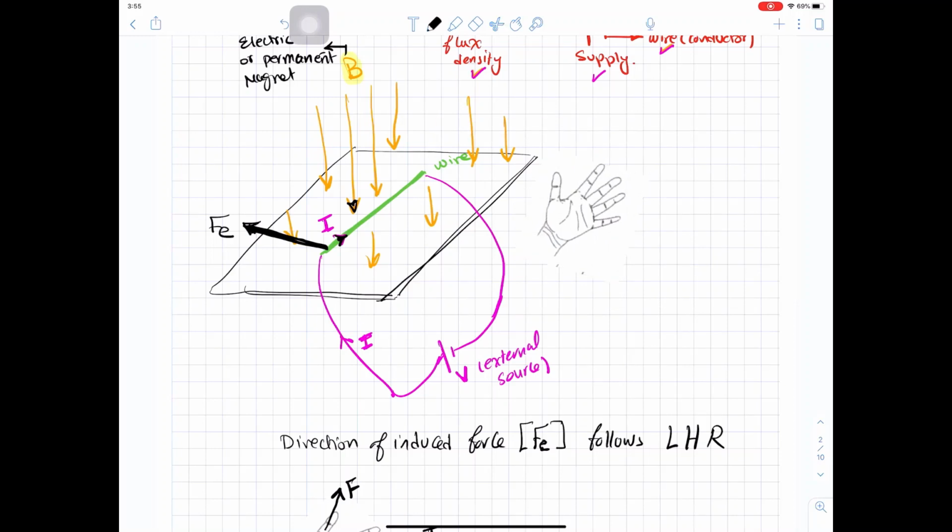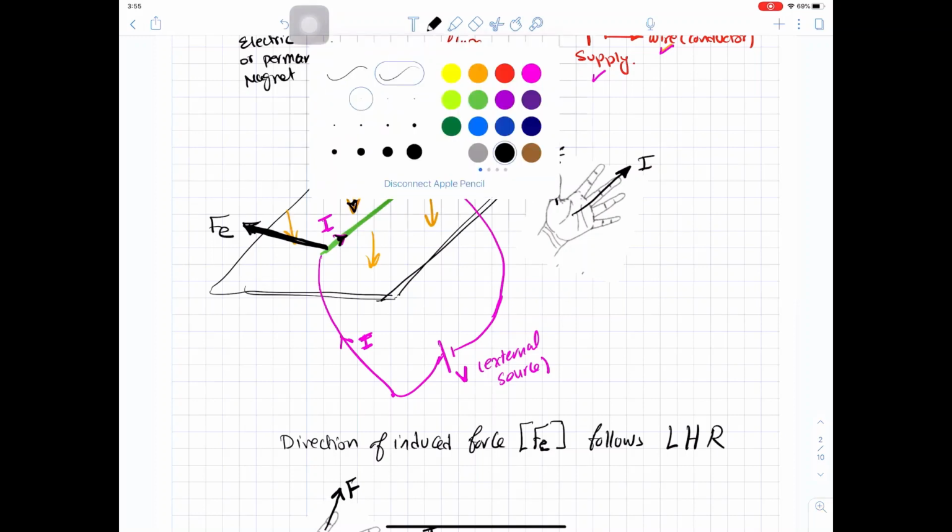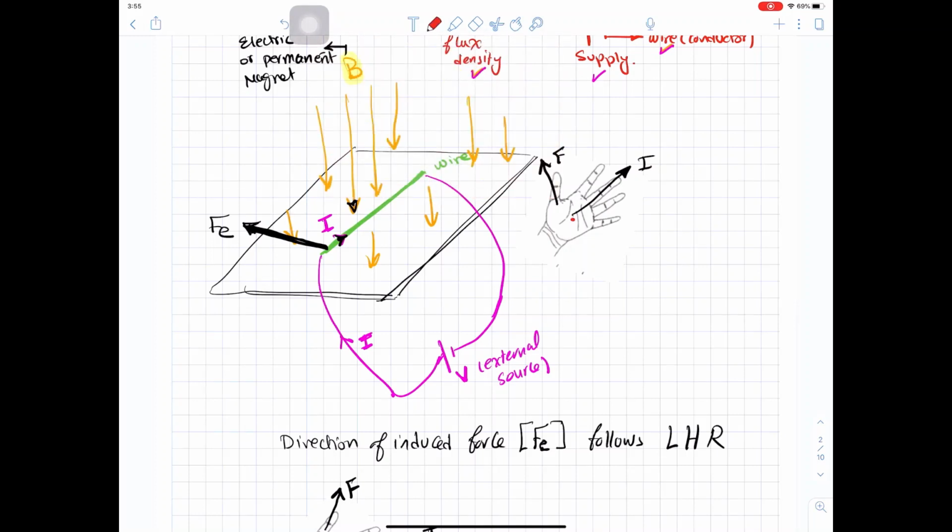Okay, so the current is going in this direction. This direction is the force, and the flux is received into your hand. So the flux is going inside your hand, or perpendicular to your hand. So you are receiving the flux into your hand. This is the direction of the current, so the force will be in this direction. So this is called the left hand rule.